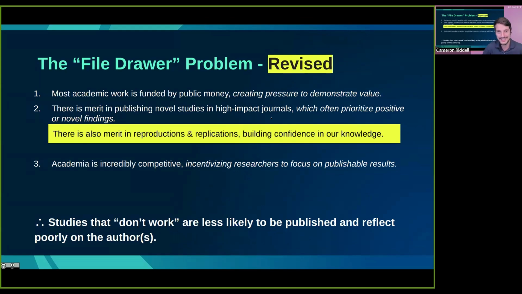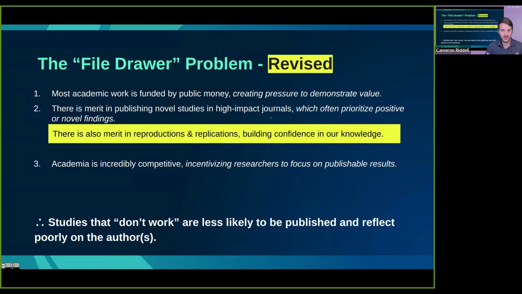If you only find one study published on something, it's not a huge body of evidence supporting that particular finding. But if you find 100 studies all aimed at targeting these same or similar hypotheses, well, this is a much larger body of evidence in favor of some specific finding. So there is merit in our reproductions and our replications, because although they don't provide us with new or novel findings, they do build confidence in what we think we know.